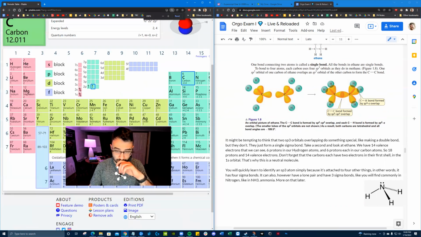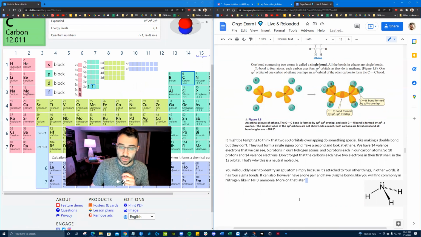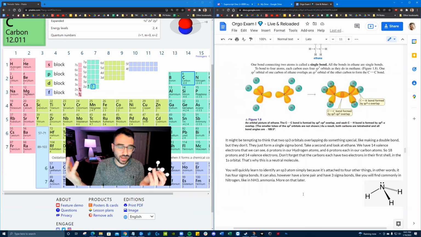Okay, let's continue here. You'll quickly learn to identify an sp3 carbon, because it's sp3 hybridized on all of its electron domains. It has 4 sp3 orbitals, but it's also attached to 4 separate bonds, and you just subtract 1. So if it's attached to 4 things, it's an sp3.